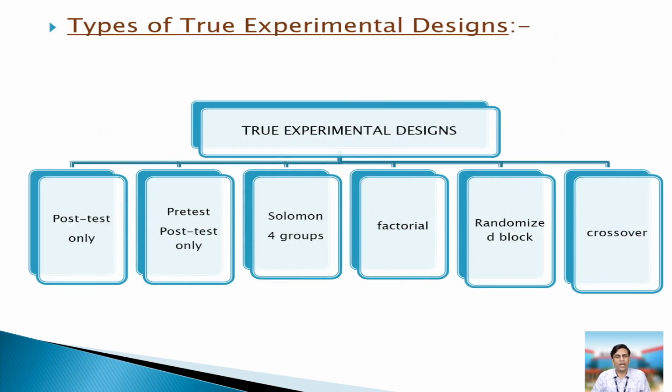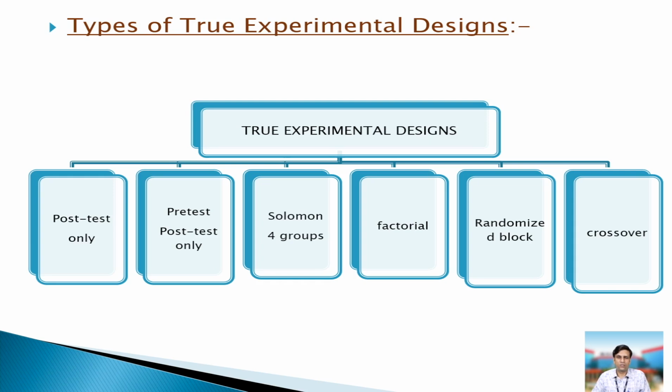Now, there are some types of true experimental research designs which may be used as per the knowledge and experience of the researcher. The first and most common method is post-test only. Another method is pre-test, post-test. The third type is Solomon four groups. The fourth type is factorial. The fifth type is randomized block. And the next type is crossover. So these are six types of true experimental research designs usually used by researchers as per their knowledge and experience.